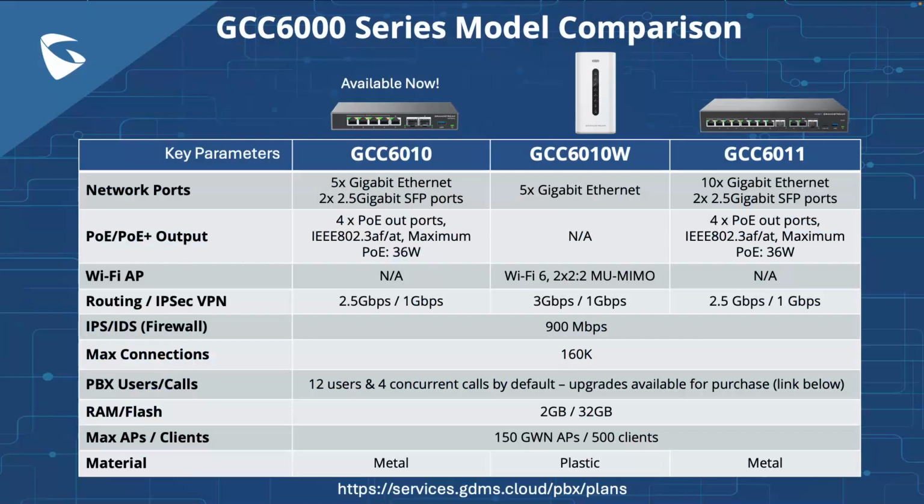And I'm not going to read through all of these specs. I know everybody on here can read a spec sheet, but I do want to cover a few differences between the products. So with the GCC 6010, you get your network switch with 2 2.5 gigabit SFP ports, 5 gigabit Ethernet ports, 4 of which are going to be PoE output ports. You get the VPN router, the next generation firewall, and the IPPBX, which is going to come default with 12 users and 4 concurrent call paths.